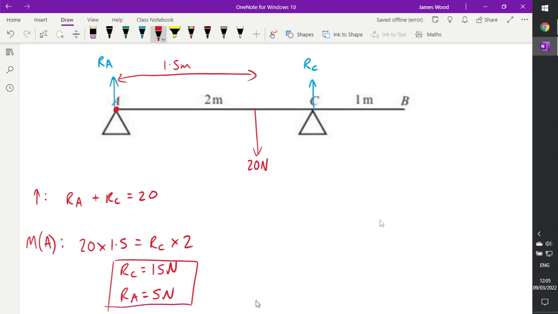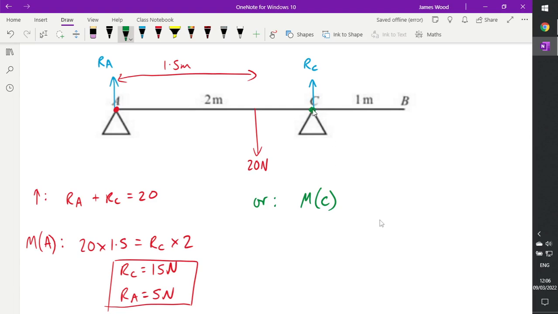Now we could actually take moments about anywhere else. So let's try somewhere else. Let's do moments about C. If I took moments about here, and use this as my pivot, now I wouldn't have to worry about RC because this is distance 0 away. And this is the same reason we didn't worry about RA when we did moments about A, because the distance is 0, so that doesn't provide any moment.